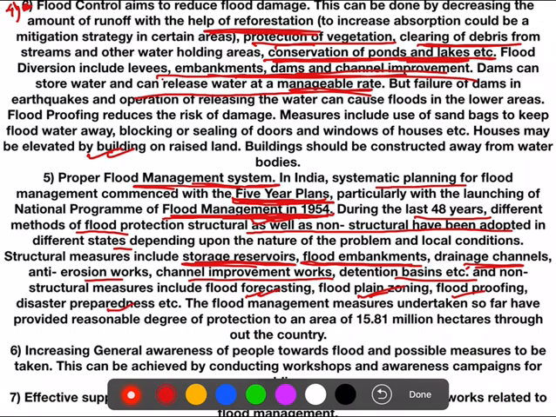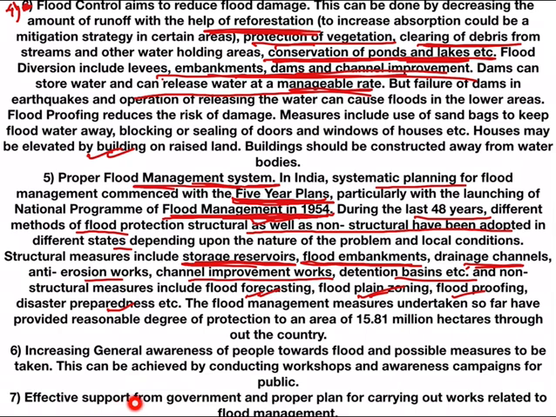The 6th point is increasing the general awareness of people. You have to increase the general awareness of people towards how flood takes place, and this can be achieved by conducting workshops. So all those things can be done.